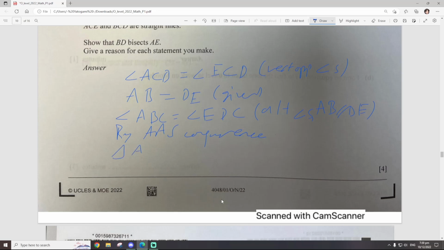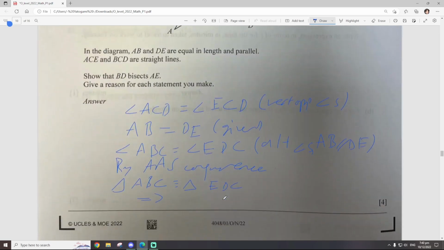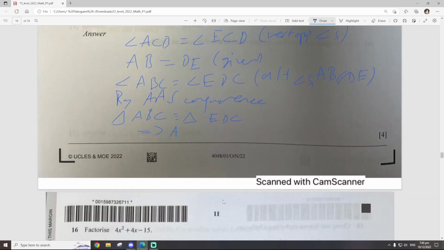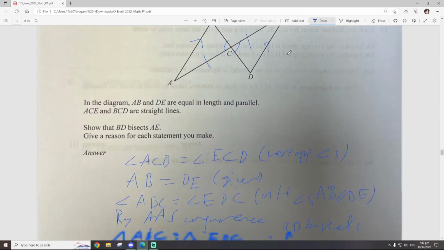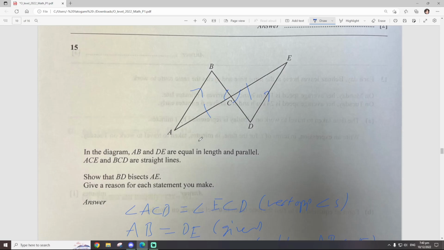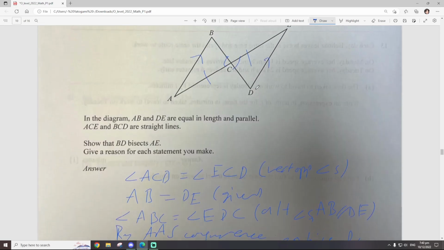triangle ABC is identical to triangle EDC, which gives us AC equals CE. Therefore, BD bisects AE. Okay. Because C is the intersection point of BD with AE. So AC is CE, so therefore there is a bisection.